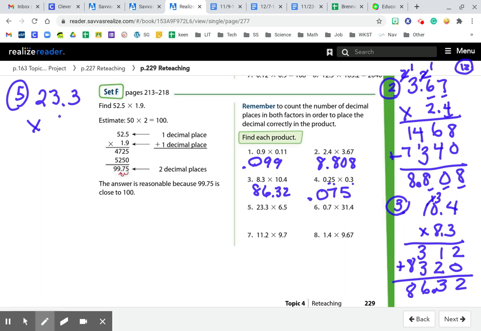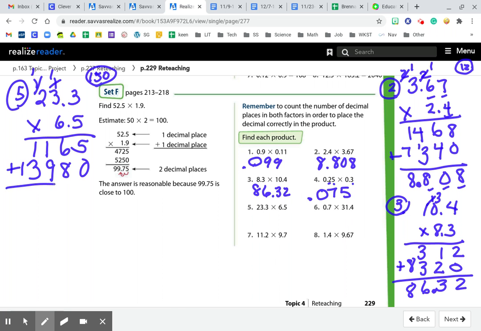23.3 times 6.5. And checking in, I know 25 times 6 is about 150. So let's figure out what we actually have. 5 times 3 is 15. 5 times 3 is 15 plus 1 is 16. 5 times 2 is 10 plus 1 is 11. Shift over. 6 times 3 is 18. Carry the 1. 6 times 3 is 18 plus 1 is 19. Carry the 1. 6 times 2 is 12 plus 1 is 13. Add my digits.